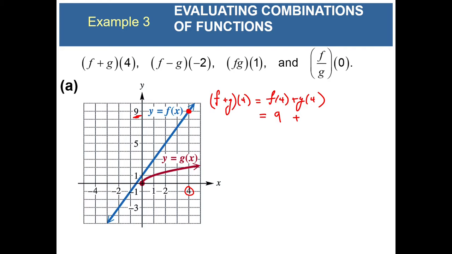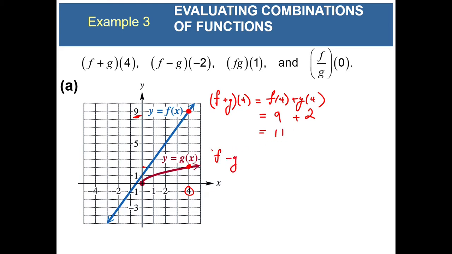G of 4 means plug in 4 into the function g of x. And what is the x coordinate produced as an output? If I plug in 4, the output is 2. So f plus g of 4 is just 9 plus 2, or 11.